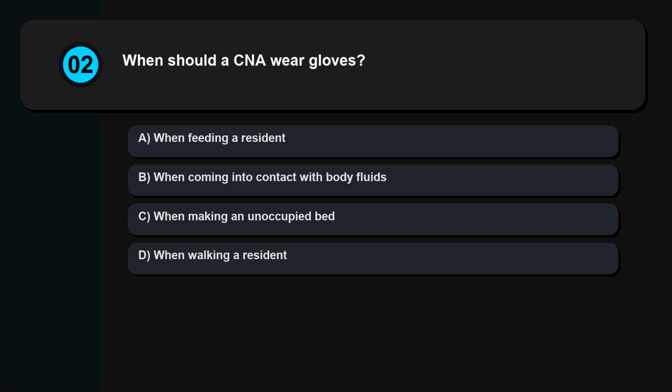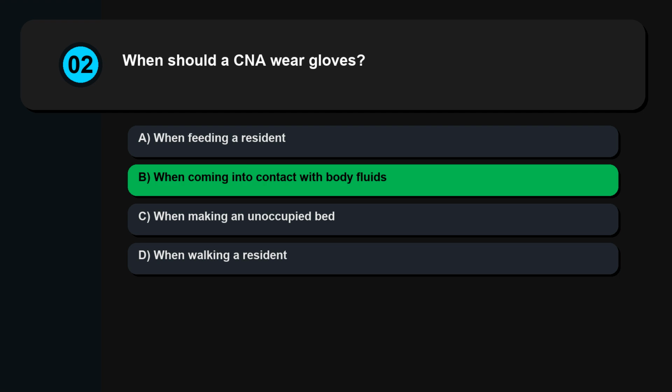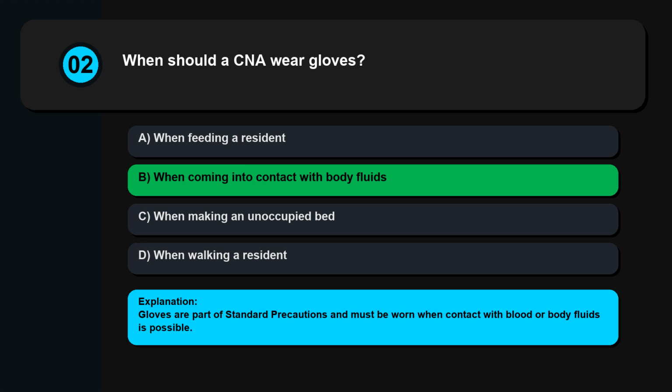Question 2. When should a CNA wear gloves? When feeding a resident, when coming into contact with body fluids, when making an unoccupied bed, when walking a resident. Gloves are part of standard precautions and must be worn when contact with blood or body fluids is possible.